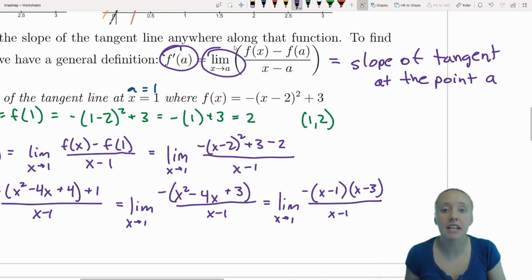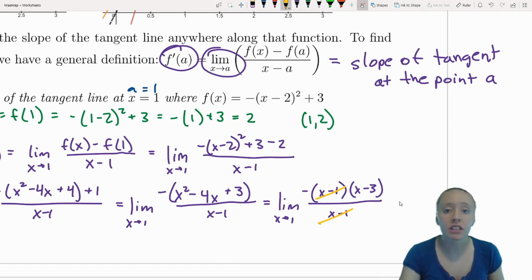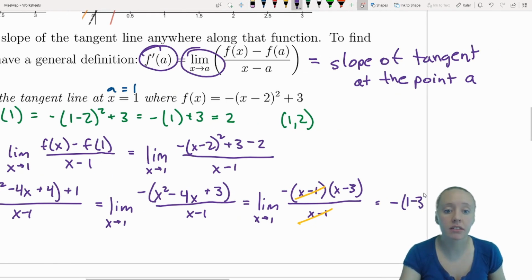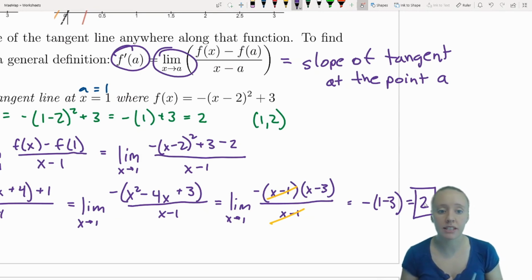And look what can happen now. Now our x minus 1 cancels out, so that we can now indeed plug in 1 for x, because it no longer gives us something that's undefined. So our limit is going to be equal to negative (1 minus 3), and 1 minus 3 is a negative 2. Negative of a negative 2 is going to be positive 2. So our slope is positive 2 in this case.